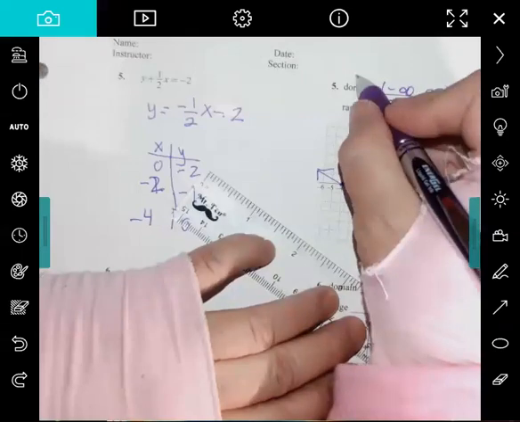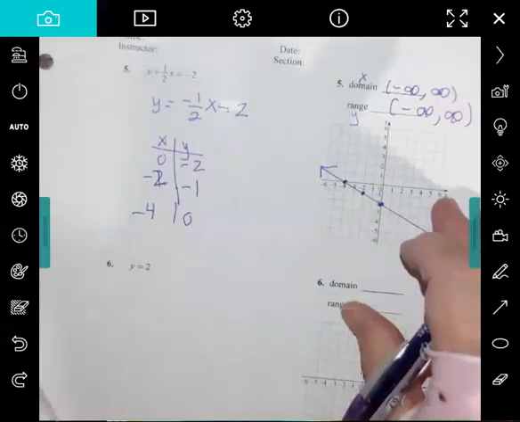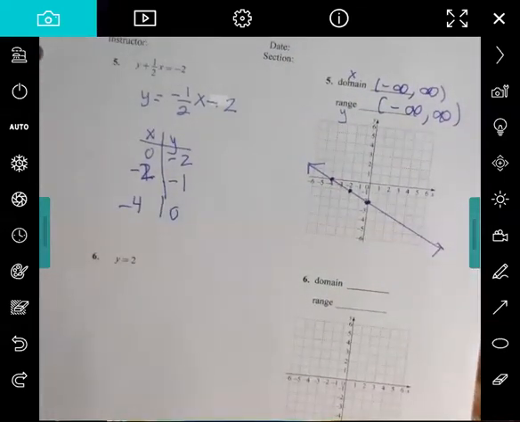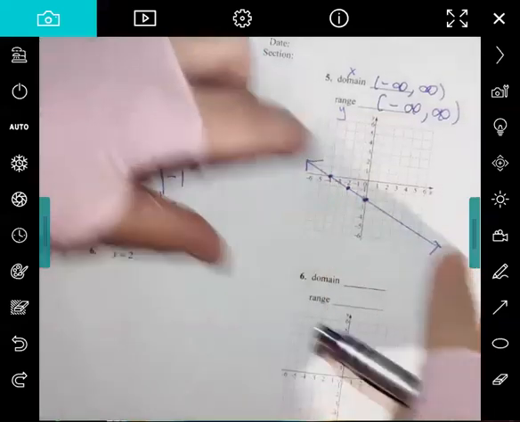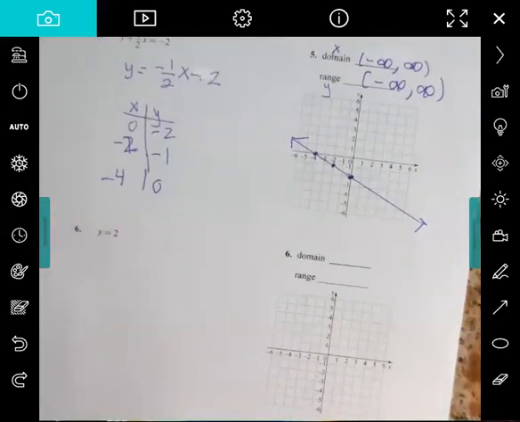The domain is the x values that are represented on the graph, and the range are the y values. Okay, so domain and range. The x's go on for infinity both directions. Same with the y's. Okay.